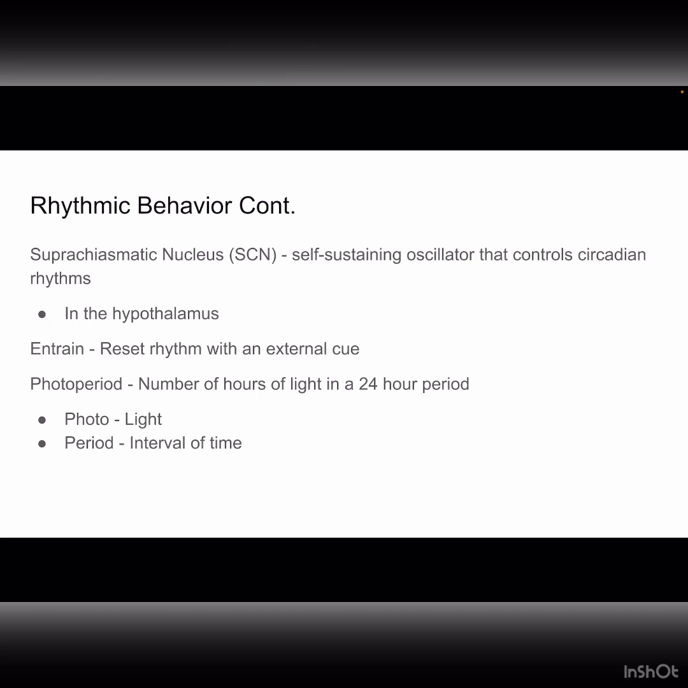Entrain is a term that means to reset a behavioral rhythm with an external cue. Again, we'll see an example of this in a bit. Finally, a photoperiod is the number of hours of light in a 24-hour period. You can remember this by knowing that photo means light and period means an interval of time. So photoperiod is literally light in an interval of time.